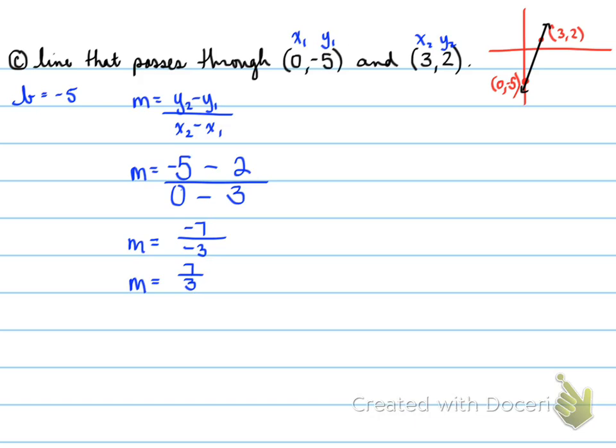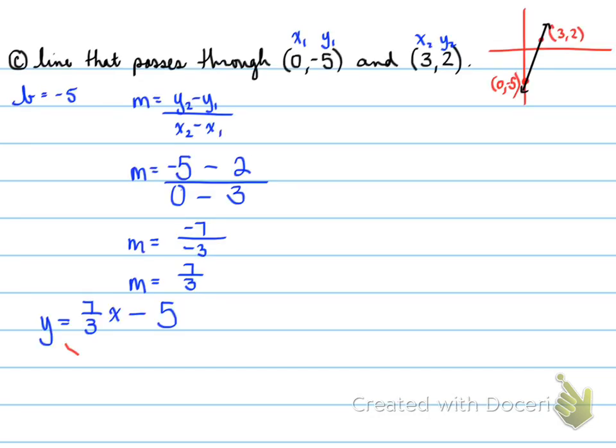What will our equation be? Well, that would be y equals 7 over 3x minus 5. Okay, one more time. y equals 7 over 3x minus 5 is our final equation that we're looking for, folks. All right, moving on.